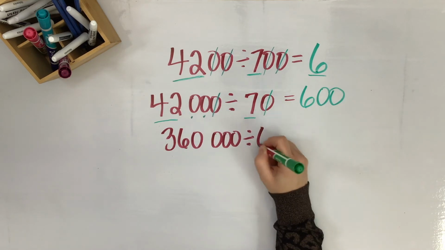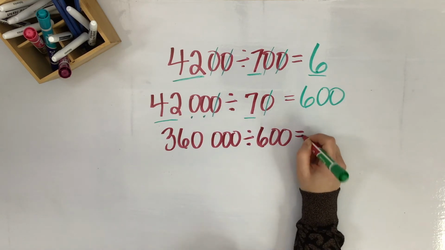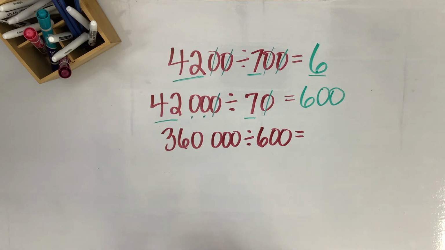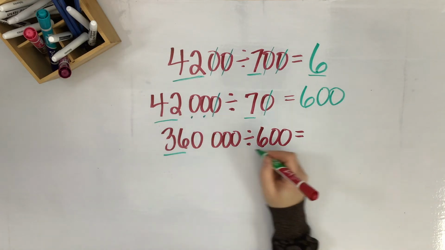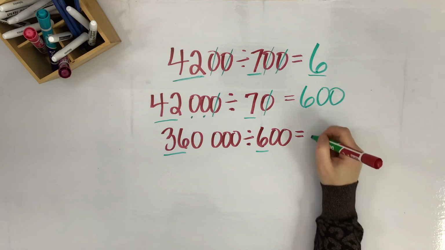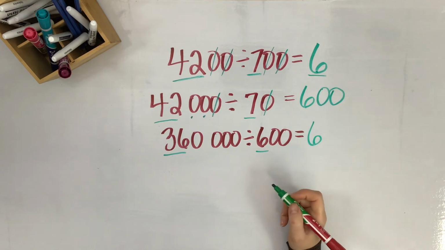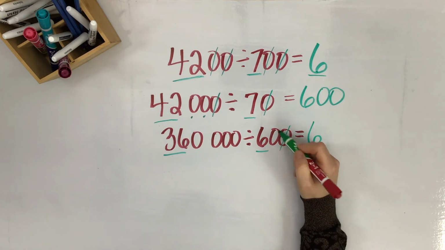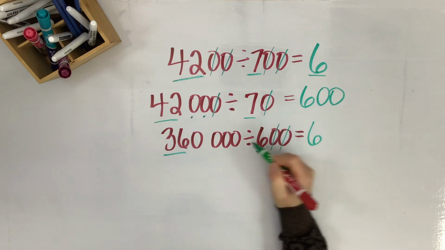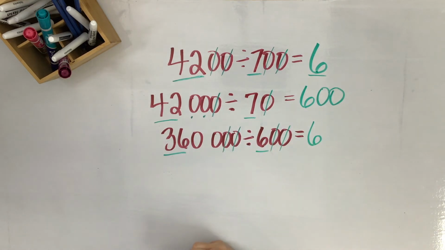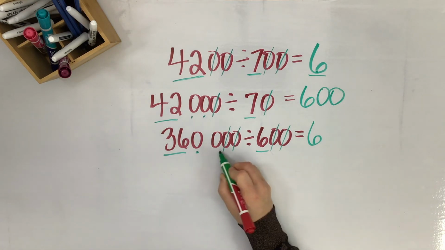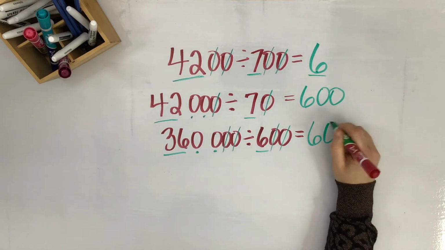360,000 divided by 600. Same idea. Let's look at our non-zero numbers first. So 36 divided by 6 is 6. And now let's get rid of as many zeros as we can. I can get rid of 2 on this side, and I have to match 2 on the other side of the division sign. So I have 2 zeros left.